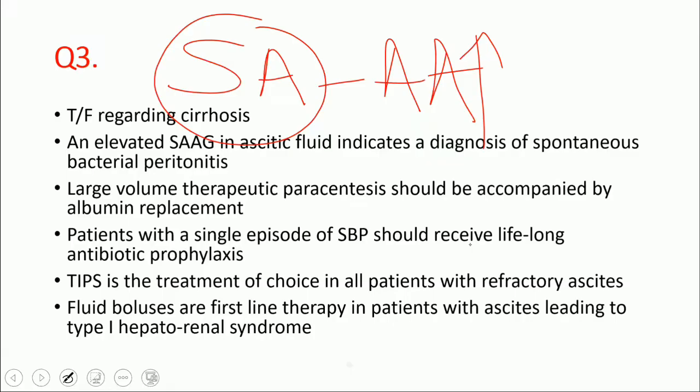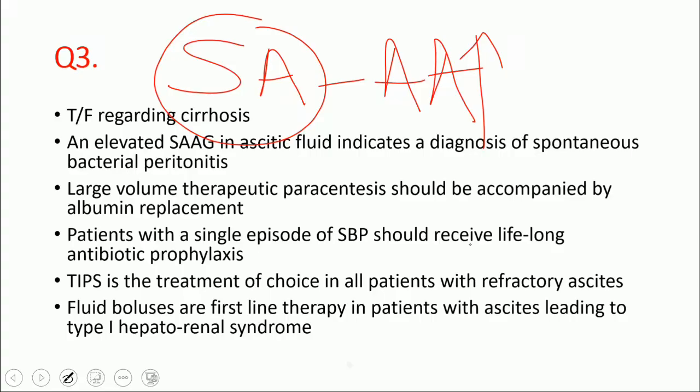Now, of course, if they have gross ascites, then sometimes the diuretics alone will not work. You need to do a therapeutic paracentesis in these people, right? Therapeutic paracentesis. Now, an important principle is if you are taking more than 5 liters out, you need to replace albumin because it can cause hemodynamic collapse if you remove more fluid. So more than 5 liters removal, you need to replace albumin, right?